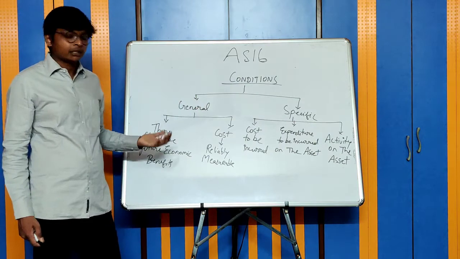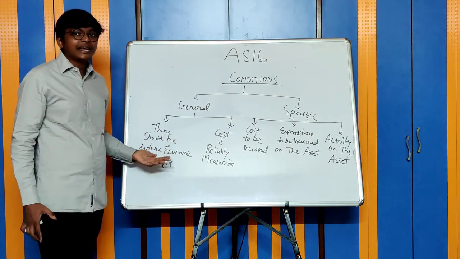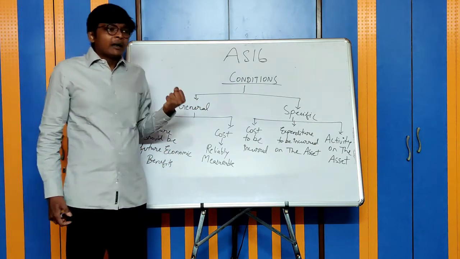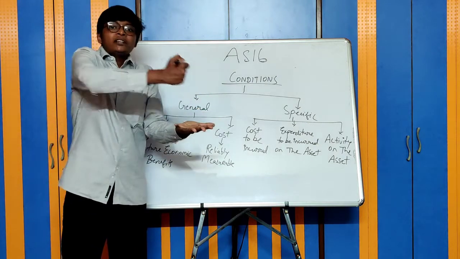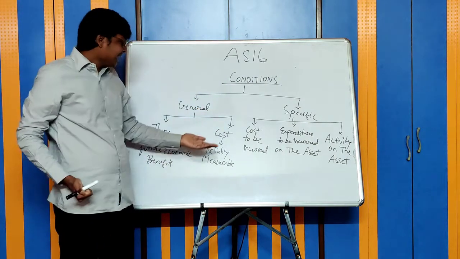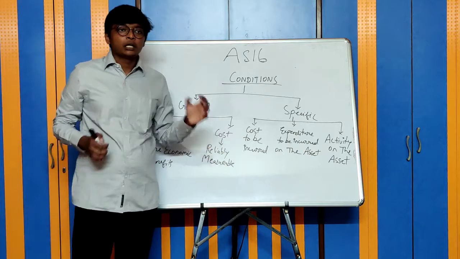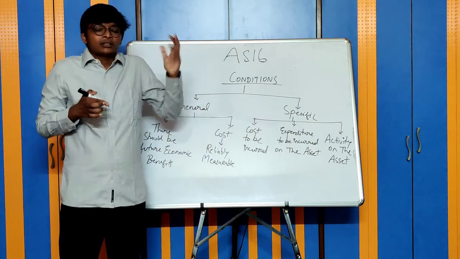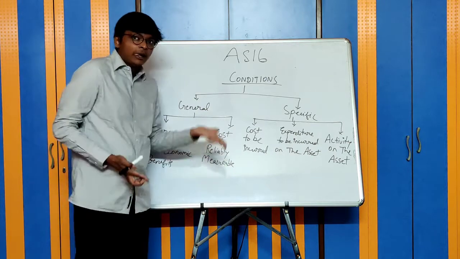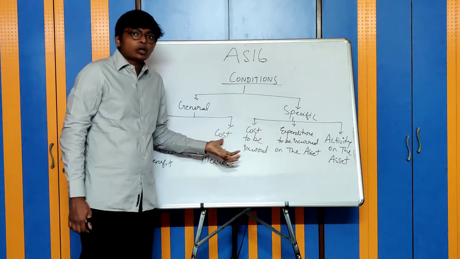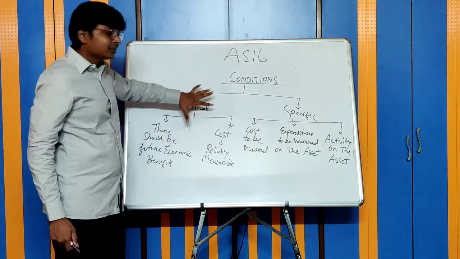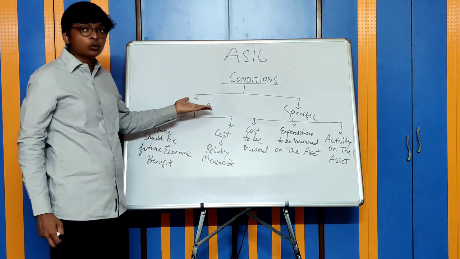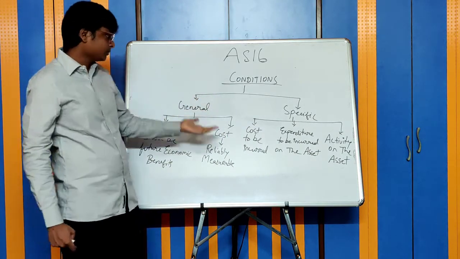What is the general condition? First, there should be future economic benefits. Having this asset, you are going to get future economic benefits, and the cost should be reliably measured. You cannot say, I might spend 10 crores or 20 crores or 30 crores, I am not sure. You should have a reliable measurement of what the cost is going to be. This is borrowed from AS 10. In depth, you have already studied this in AS 10.